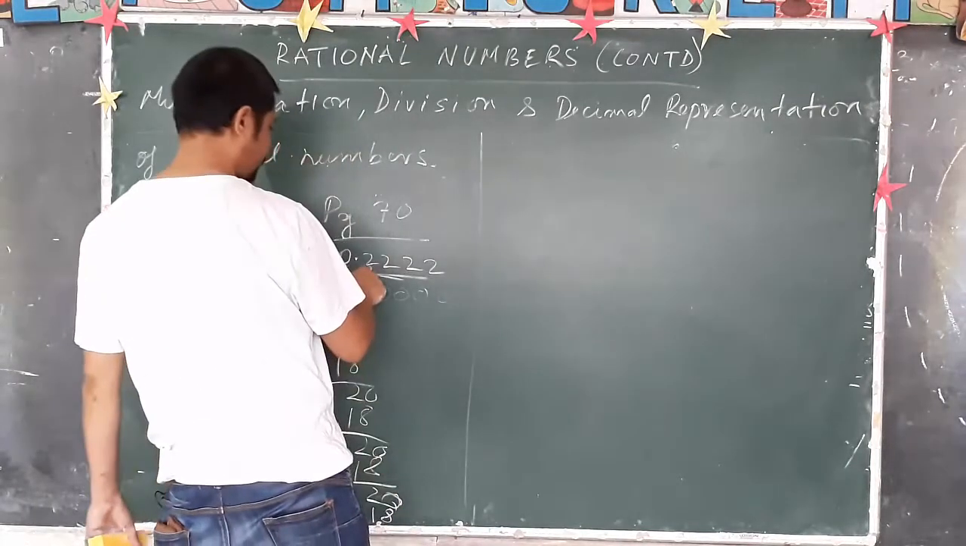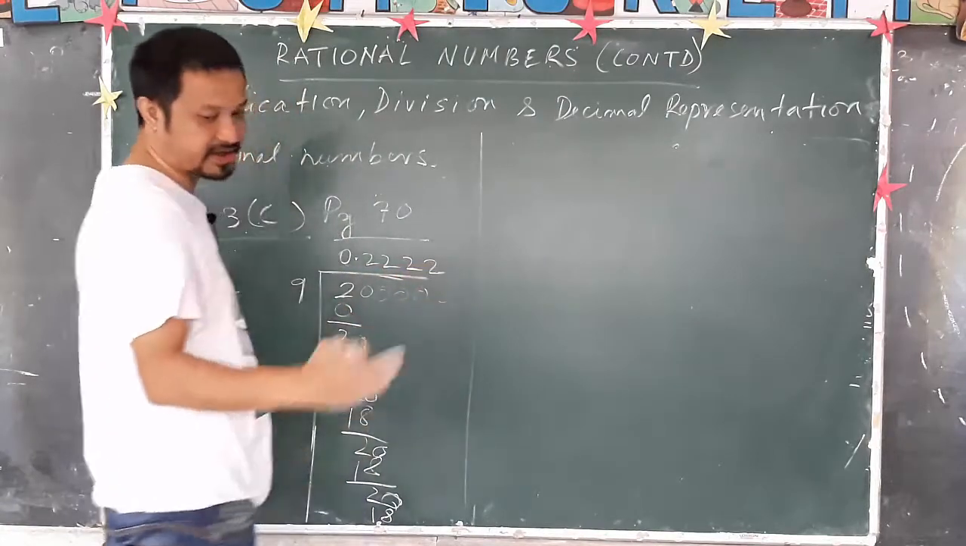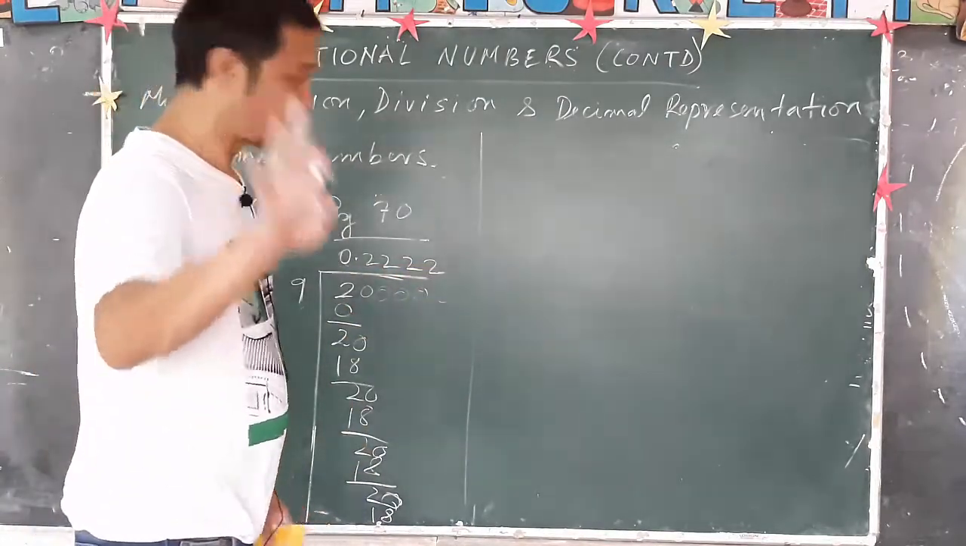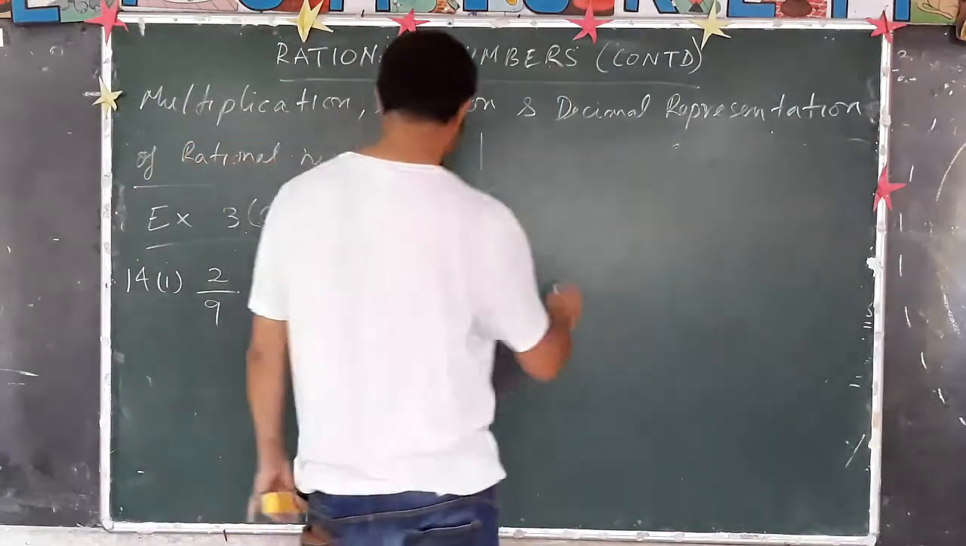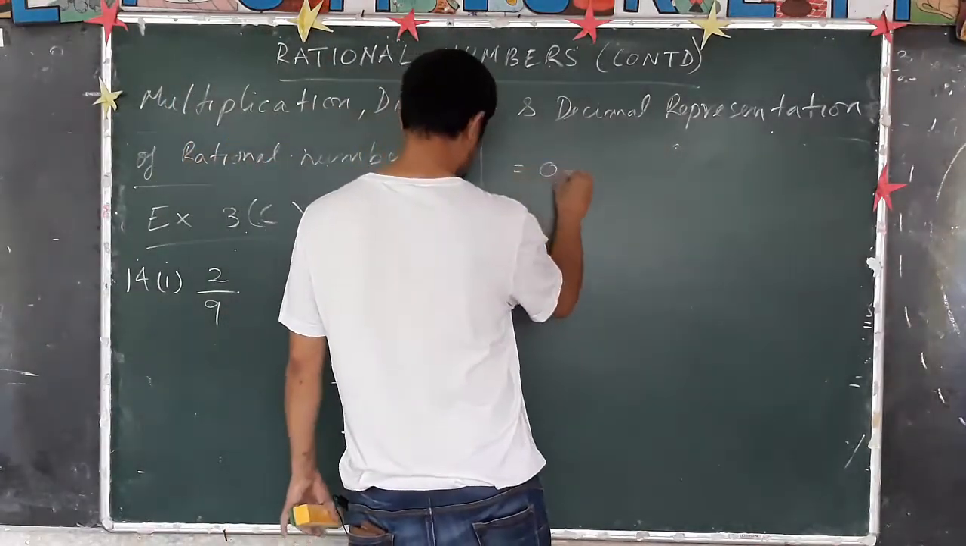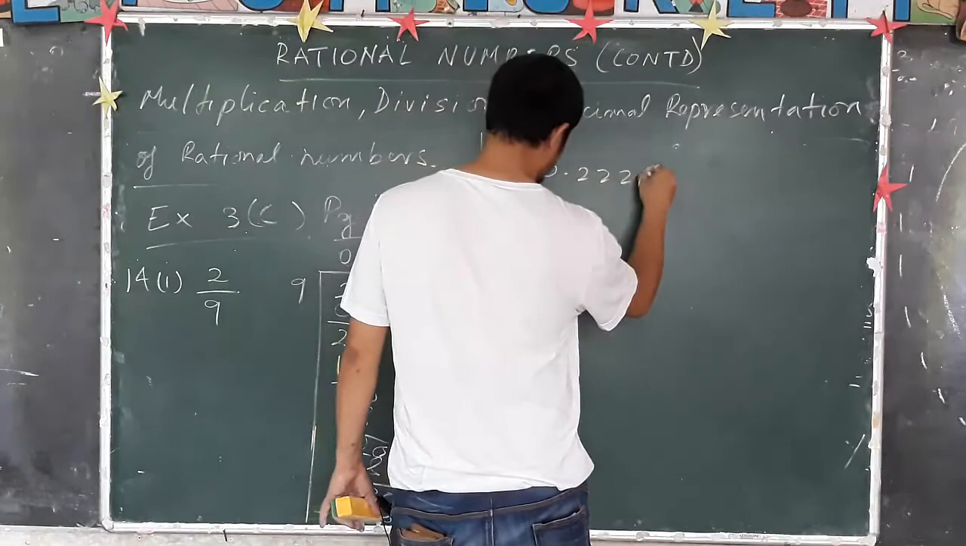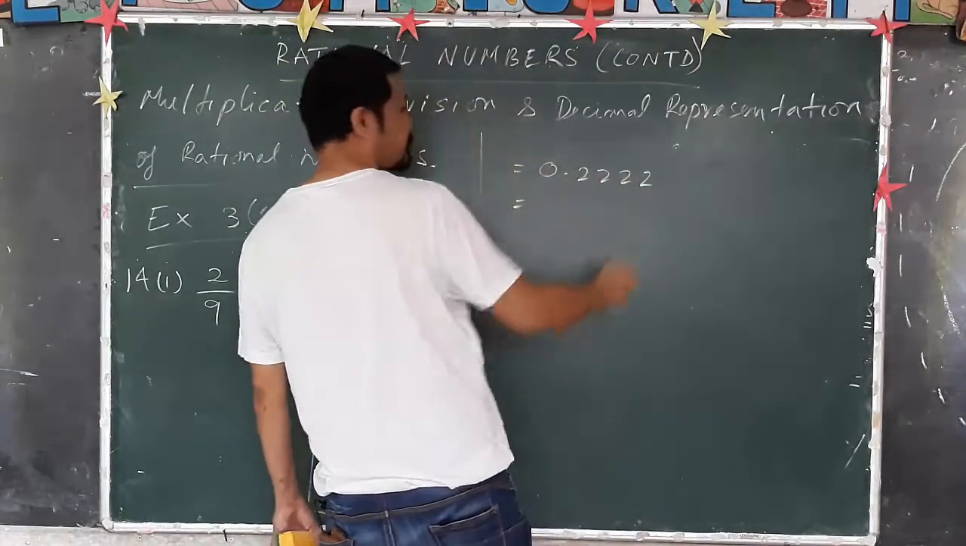So we have 1, 2, 3, 4. If this has 3 decimal places, you have to do it to 4. That's the rule in maths. So this comes to 0.2222. Now you have to round off.